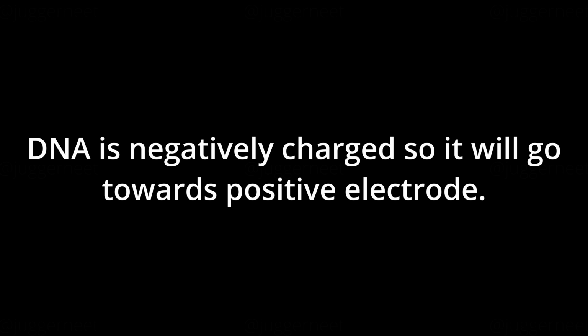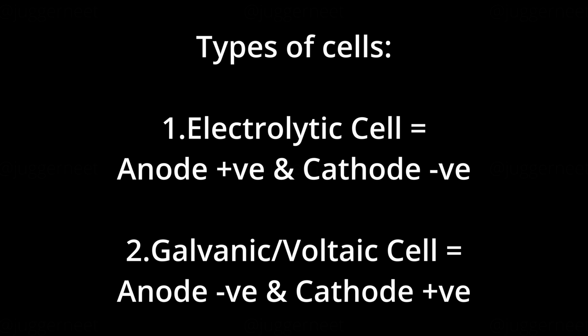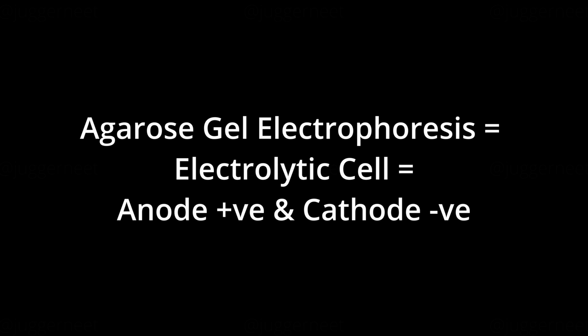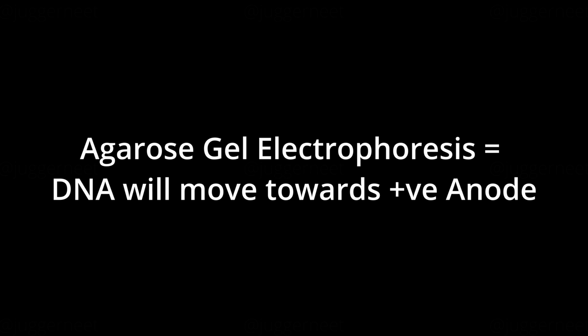Now to understand in detail, we have to go to chemistry. In electrolytic cell, anode is positive, and in galvanic voltaic cell, anode is negative. Because in agarose gel electrophoresis, we use electrolytic cell, so in it, negative electrode is cathode and positive electrode is anode, meaning DNA will go towards positive electrode, that is anode.